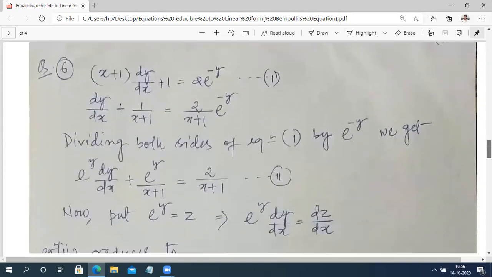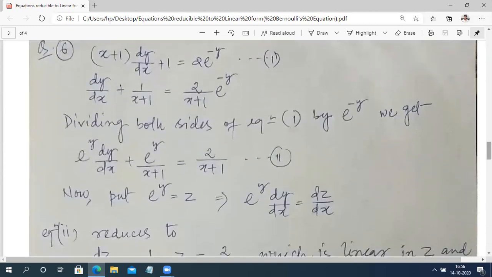Now come to the next question. It is (x plus 1) dy by dx plus 1 is equal to 2 e raised to the power minus y. So here in q is constant, and with q there is a function of y, that is e raised to the power minus y. So first you divide the whole equation by e raised to the power minus y.